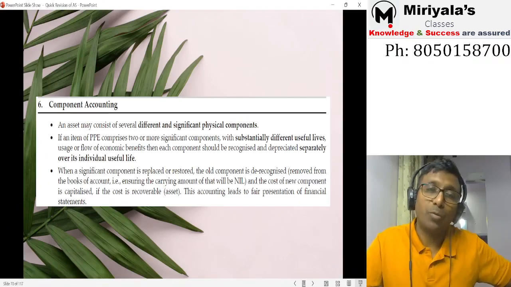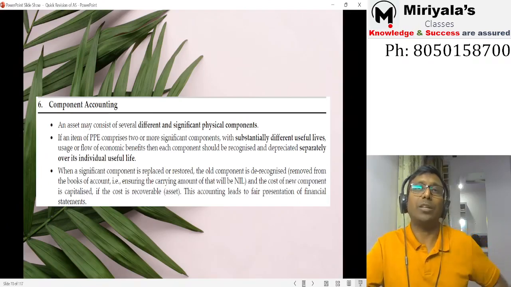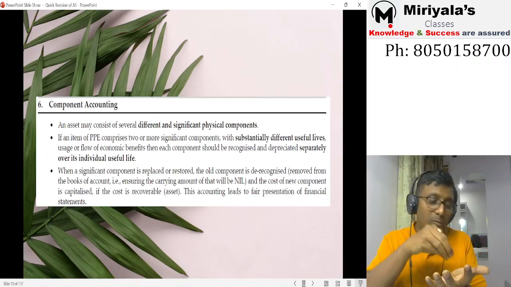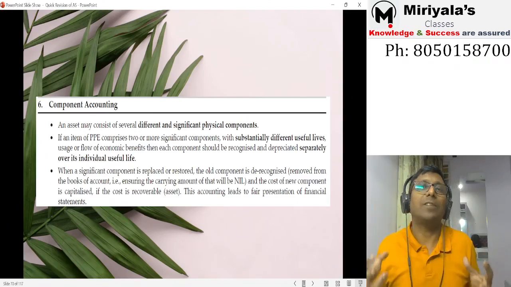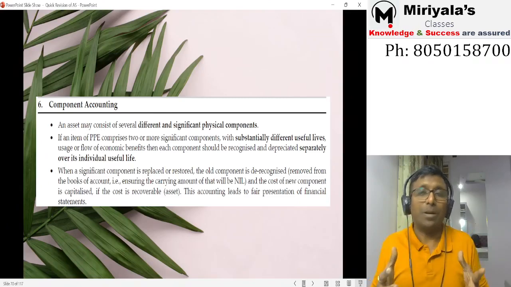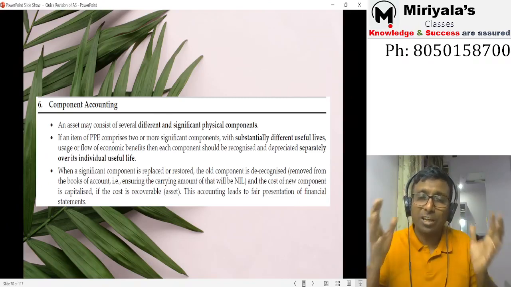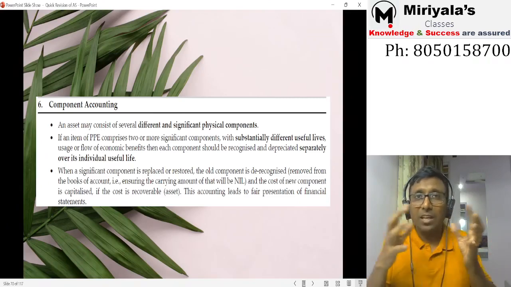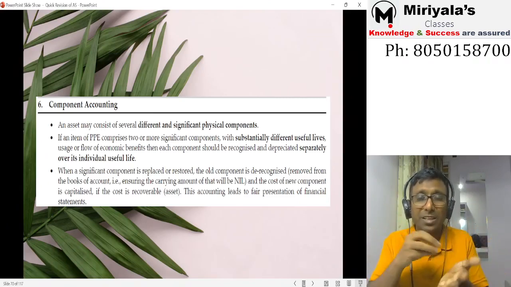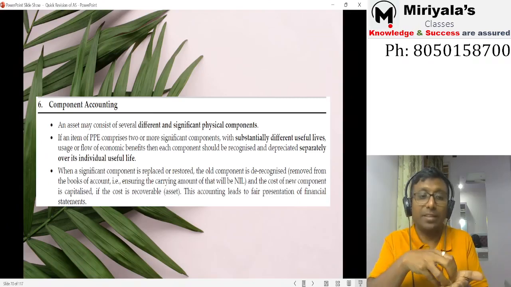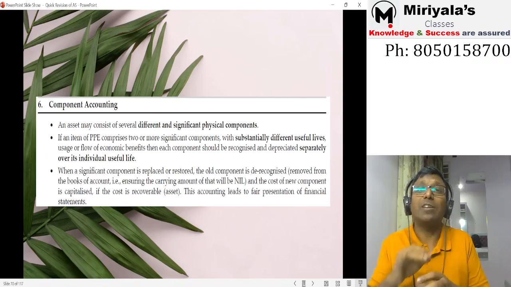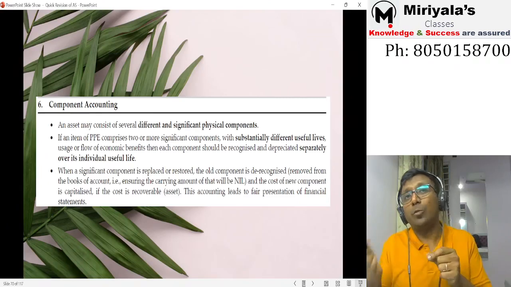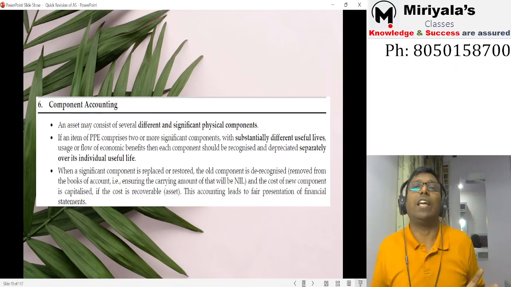Next, an important and beautiful concept: component accounting. For every asset you should be able to identify the significant parts of the asset. All the significant parts, by amount and materiality, big parts, not small parts. Each significant part should be accounted for as a separate asset, and that should be depreciated over its own useful life and with its own method of depreciation.